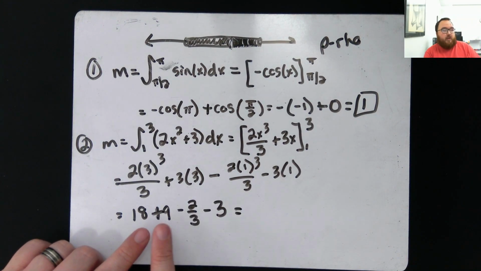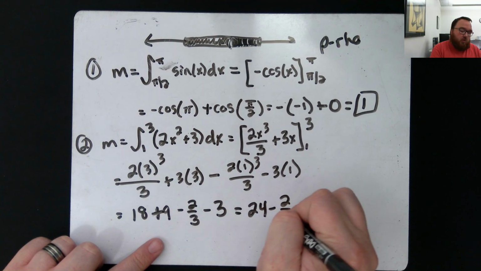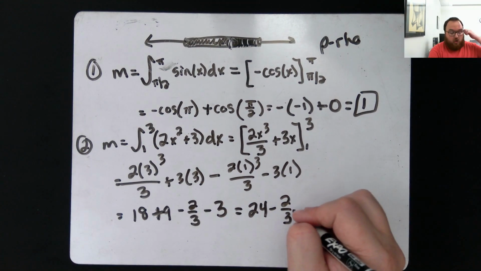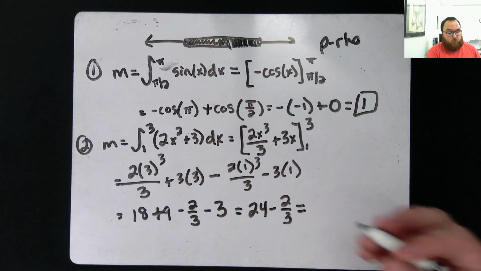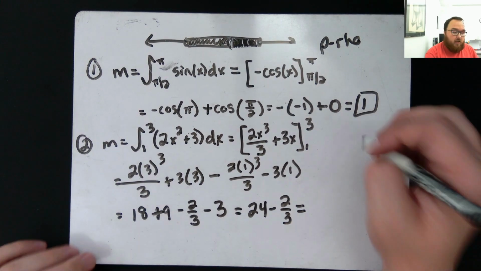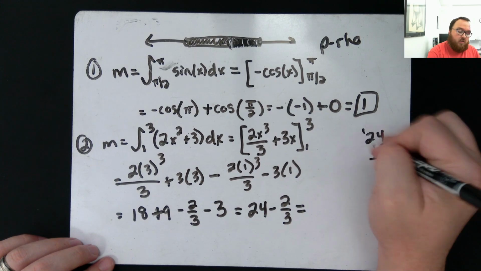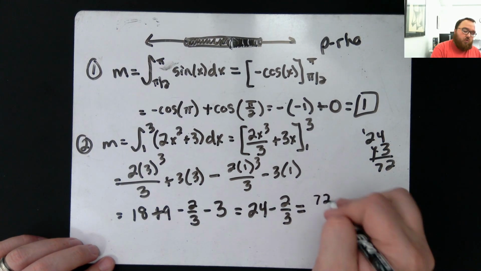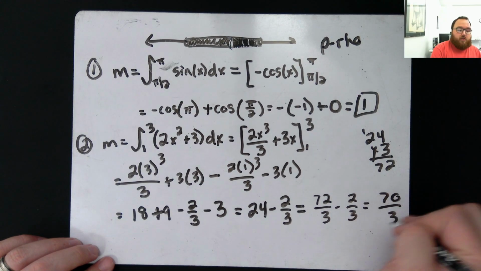18 plus 9 is 27. Minus 3 is 24. 24 minus 2/3. We need a common denominator, which would be 3. So 24 times 3 is 72. So 72 over 3 minus 2 over 3 is 70 over 3.